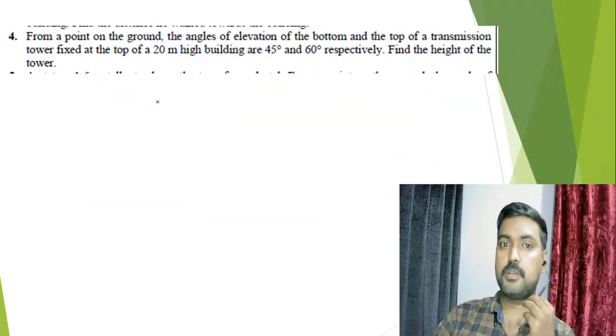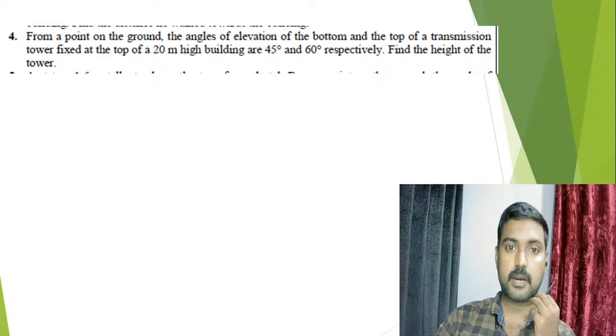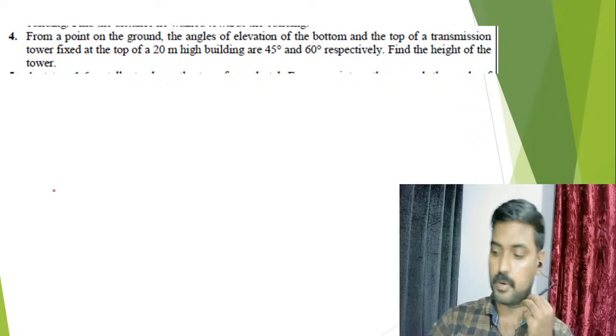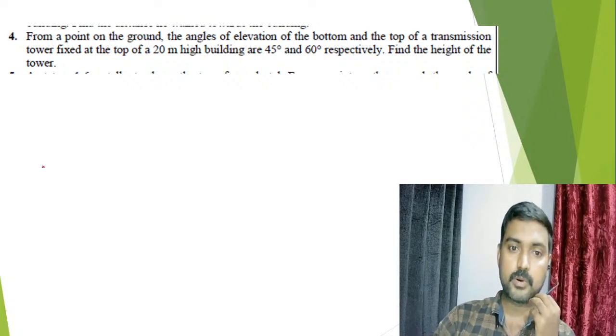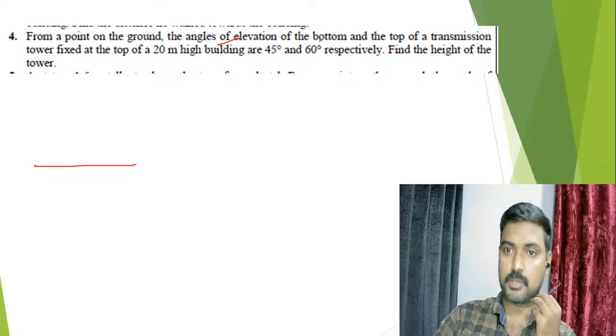Now next question. From a point on the ground, the angles of elevation of the bottom and top of a transmission tower fixed at the top of a 20-meter high building are 45 degree and 60 degree respectively. Find the height of the tower. Here also from a point on the ground. Point on the ground means we want to draw a base. This is the base, that means ground level. The angles of elevation means something is there on the top. The bottom and top of a transmission tower fixed on the top of a building.